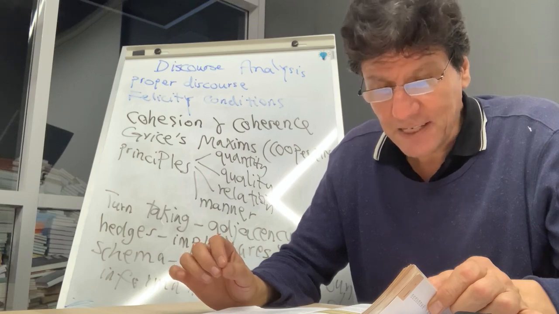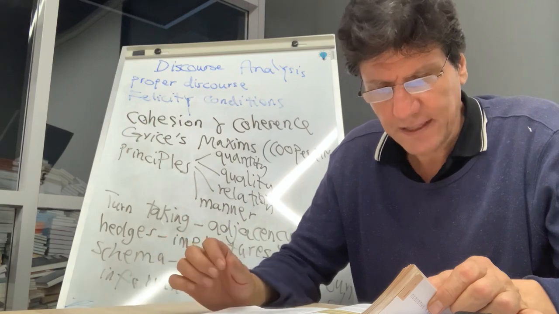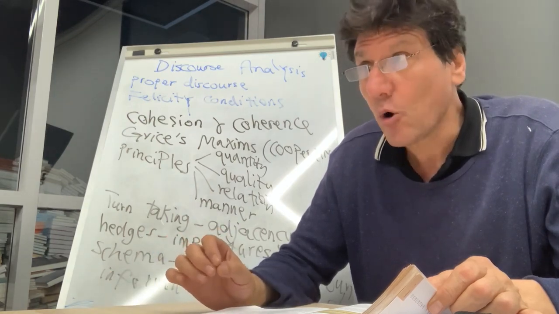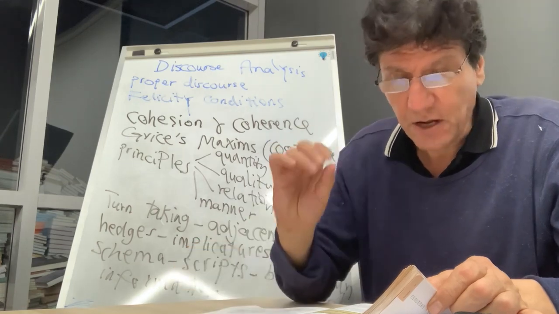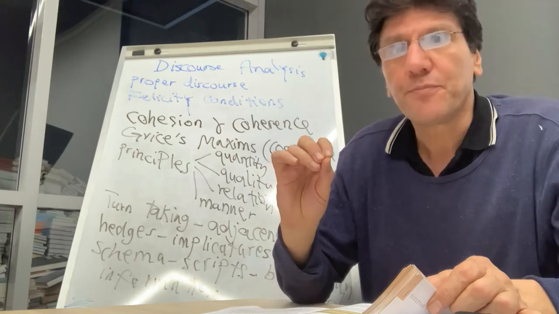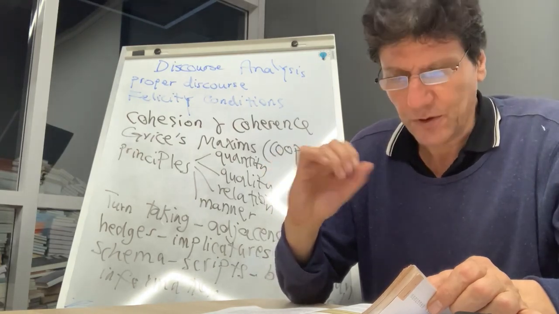The relation maxim is be relevant. I already explained it. The manner maxim: be clear, brief, and orderly. So there are three components of manner. Be clear, brief, and orderly. Alright?